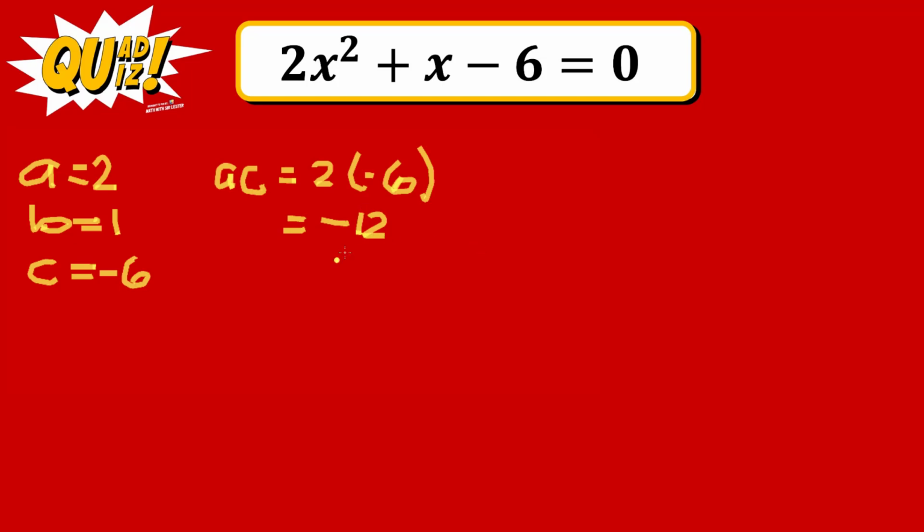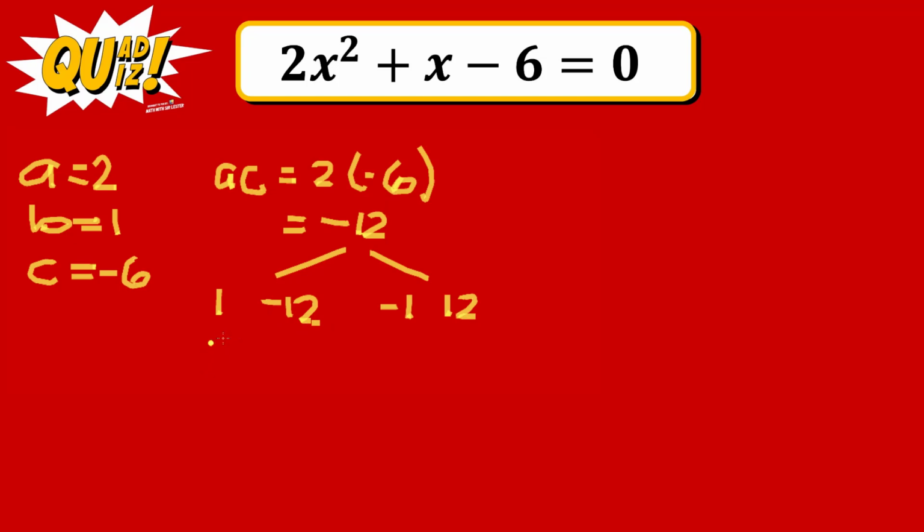Then we are going to look for factors of negative 12. I believe there are more than 4 pairs here. Let us try to determine them. Of course, we could have 1 and negative 12. We could also use negative 1 and positive 12. When we multiply these 2 pairs by its partner, you will get negative 12.